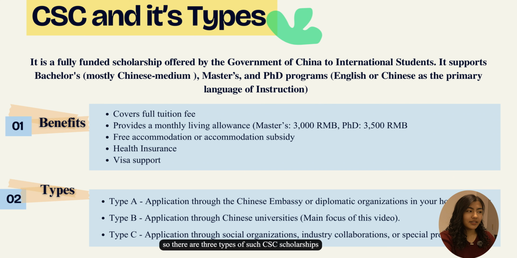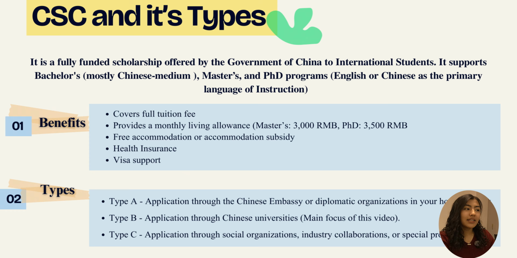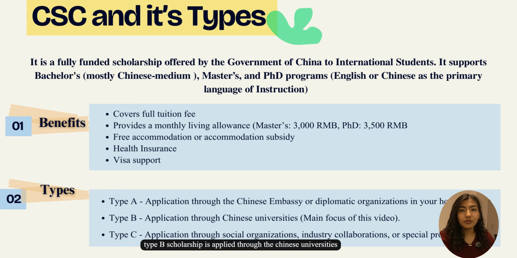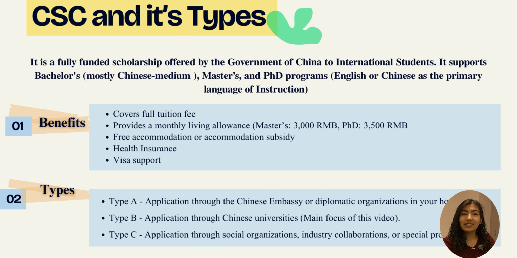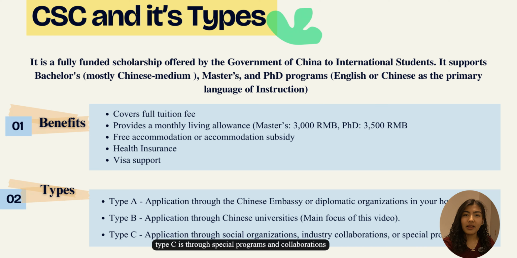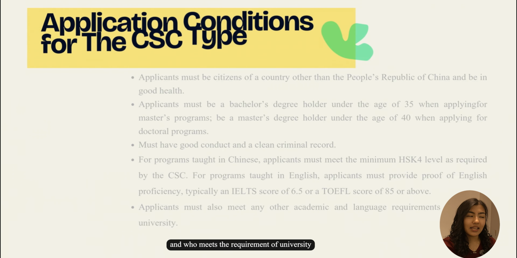So there are three types of CSC scholarships: Type A, Type B, and Type C. Type A is applied through the Chinese embassy or diplomatic organizations in your home country. Type B scholarship is applied through the Chinese universities, and this is what we're focusing on in this video, the Type B scholarship. Type C is through special programs and collaborations. So anyone with a good academic background and who meets the requirement of university can apply.